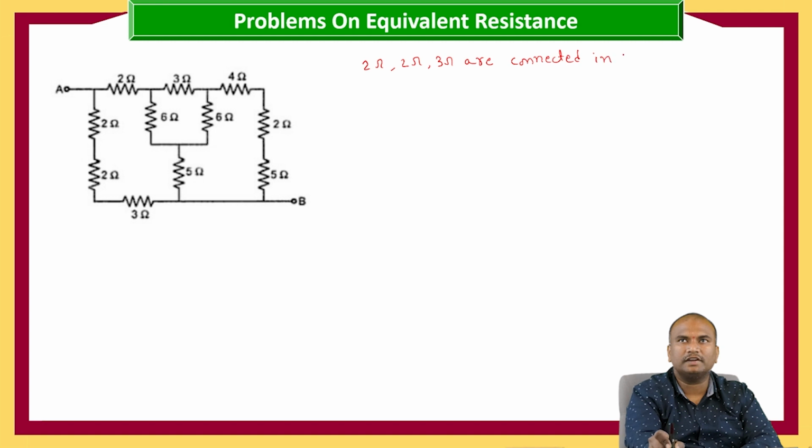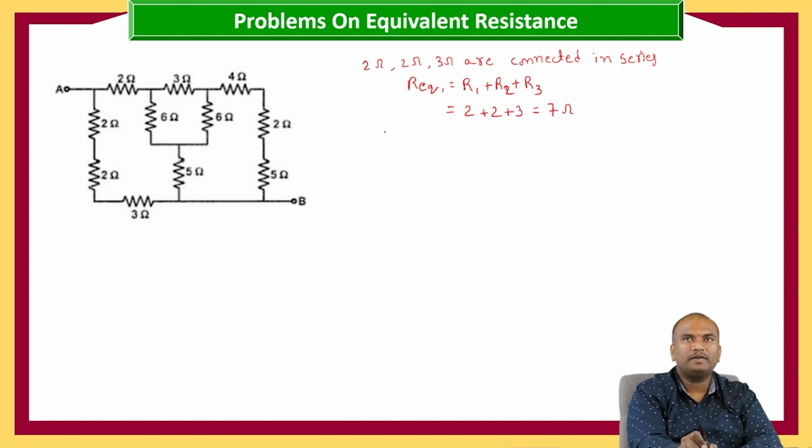Connected in series. So R equivalent 1 is equals to R1 plus R2 plus R3. That is the series resistance formula. That is equals to 2 plus 2 plus 3, which is equals to 7 ohms. Now in the same way 4 ohms, 2 ohms and 5 ohms are connected in series.